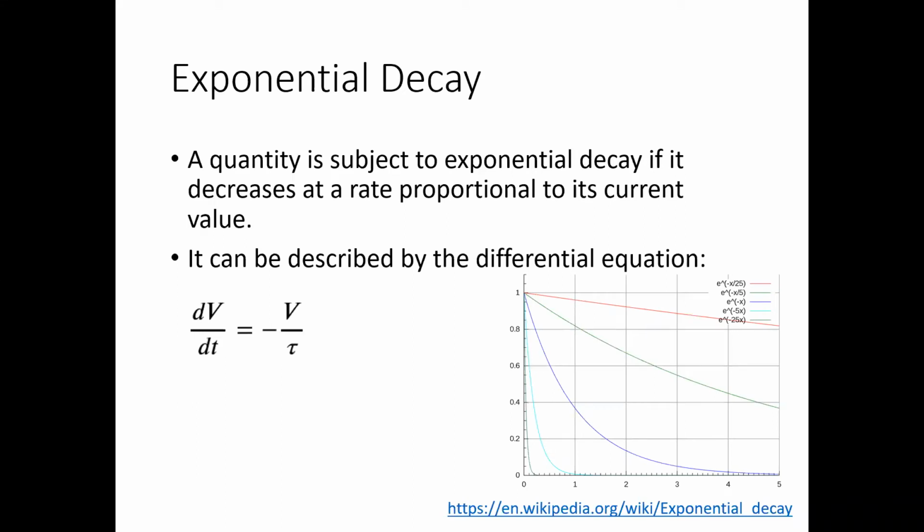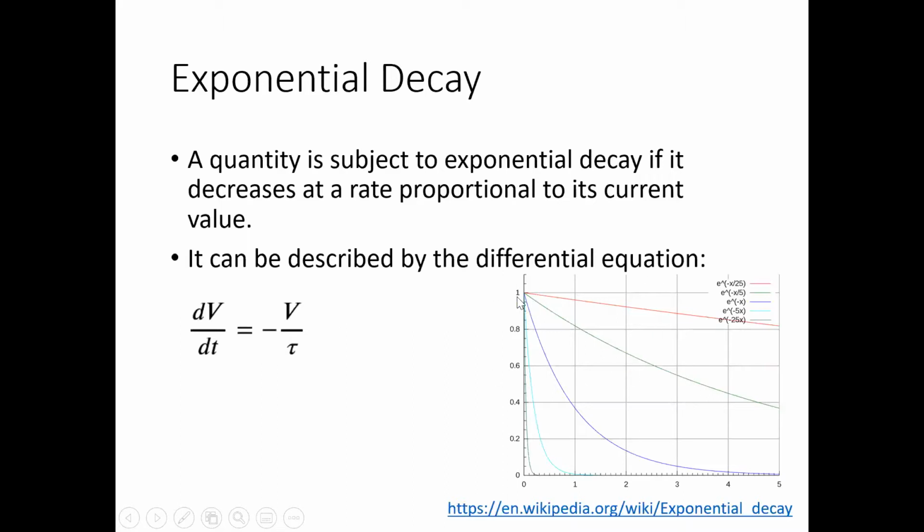So before talking about tau, I would like to touch upon the concept of exponential decay. In general, a quantity is subject to exponential decay if it decreases at a rate proportional to its current value. This can be described by a first order differential equation as follows. For this example, the quantity is the volume. So the change of volume over time is proportional to the volume itself. In a way, this is similar to how you think of a half-life in radioactive decay.